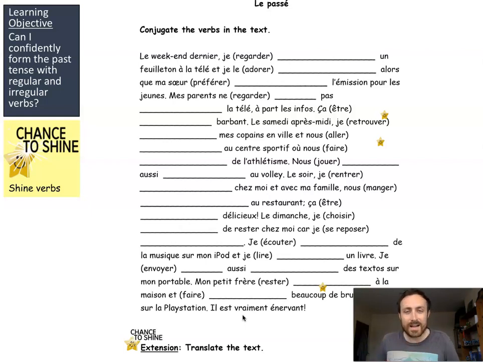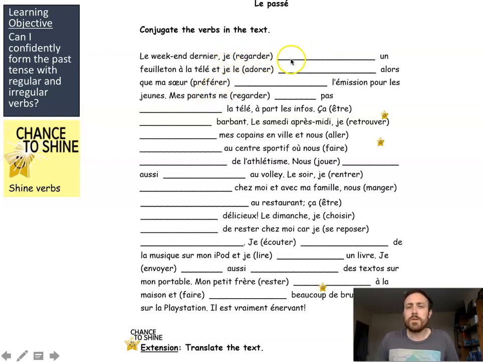So it's a text. You have up here a gap, and before the gap you have an infinitive verb, and you have the pronoun or the subject. It may not be a pronoun, it could be a subject, like here, mes parents would be my parents, which the equivalent would be they, so it'd be ils with the S. So be careful with that.